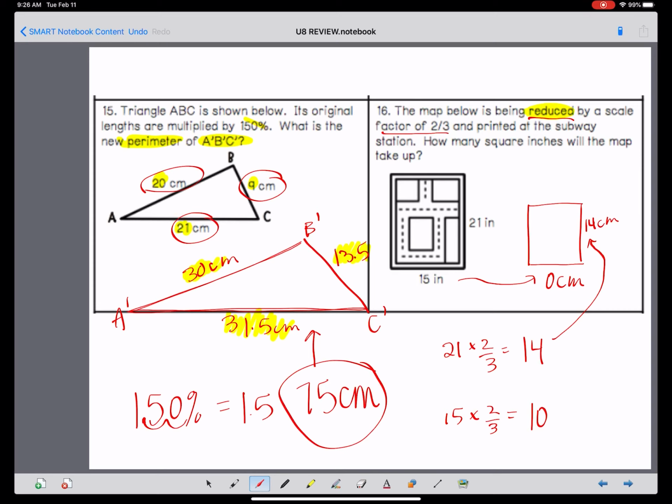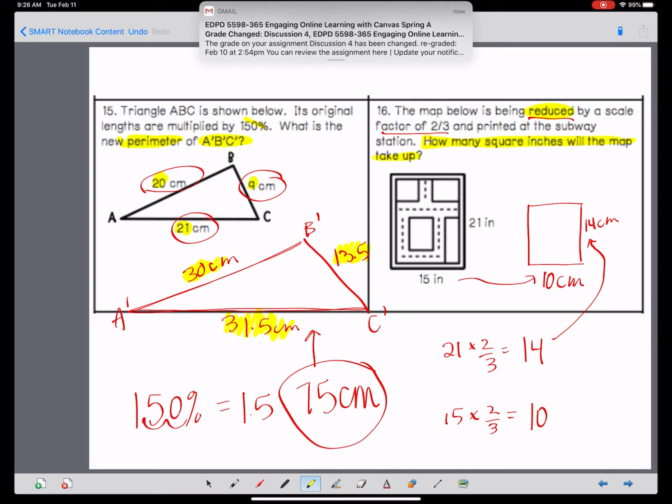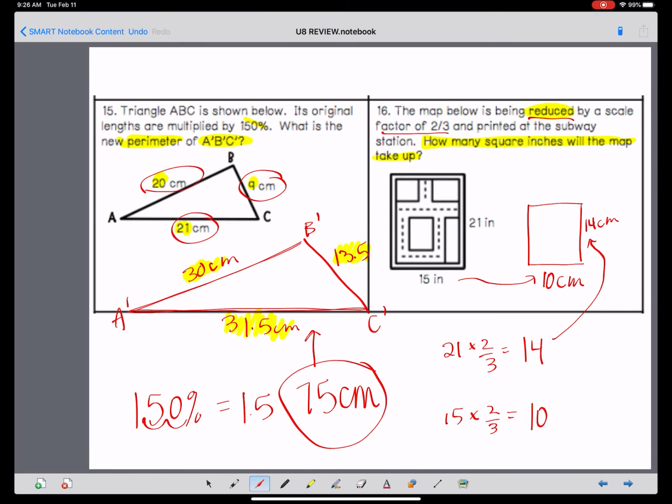How many square inches will the map take up? That's the question it's asking us. Square inches, I know that anything squared is area. So I need to find the area of this rectangle now. And area is equal to base times height. Well, my base is 10 and my height is 14. Multiply them together and you get 140 centimeters squared.